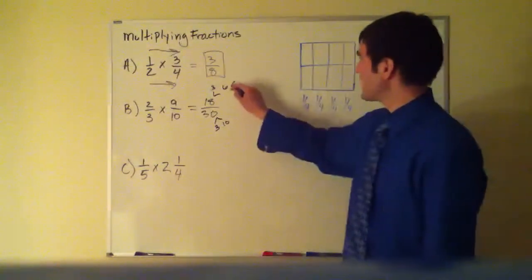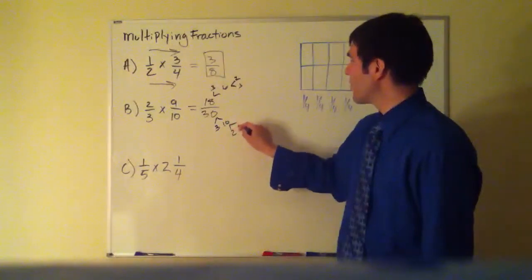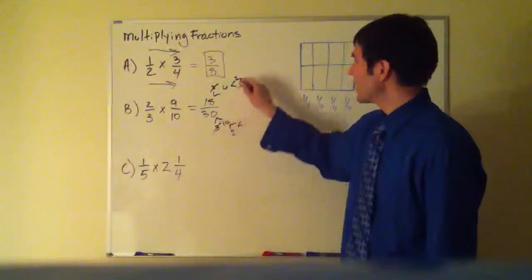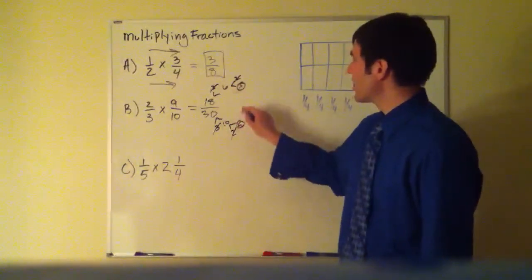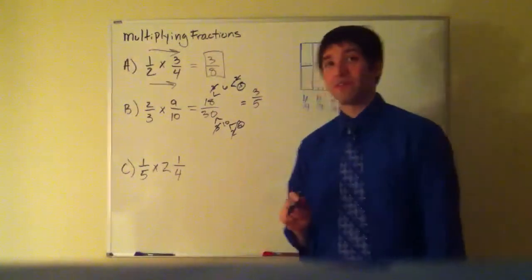Alright? 6 is also made up of 2 and 3. 10 is made up of 2 and 5. This 3 will reduce that 3. This 2 will reduce that 2. The only thing I'm left with is 3 and 5. The answer here is 3/5.